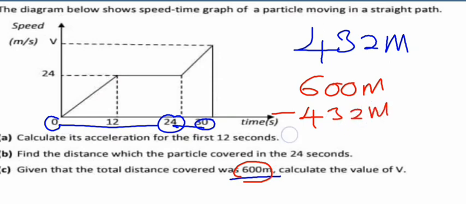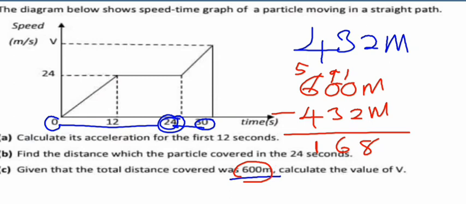432 meters. Okay. So here we are going to remain with 5, then here 9, then here we are going to have 10. So 10 minus 2, we are going to get 8. Then 9 minus 3, we are going to get 6. Then 5 minus 4, we are going to get 1. So the distance covered by a particle from 24 up to 30, it was 168 meters. So we need to use this 168 meters to find the value of v.